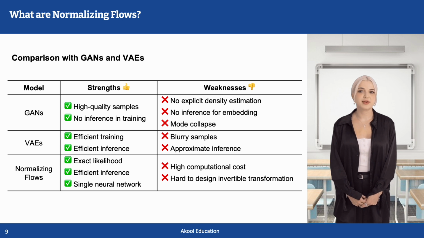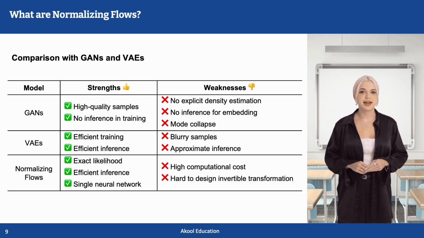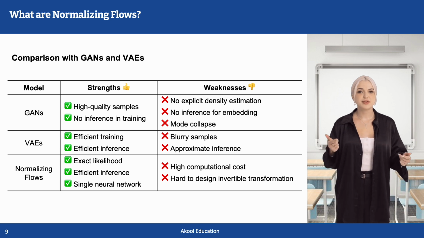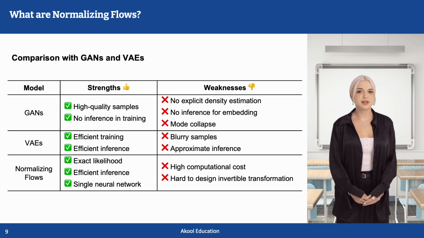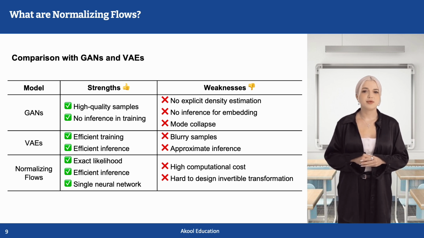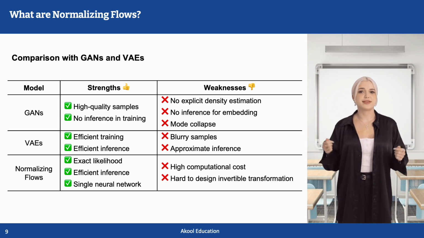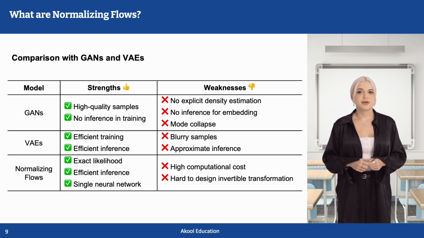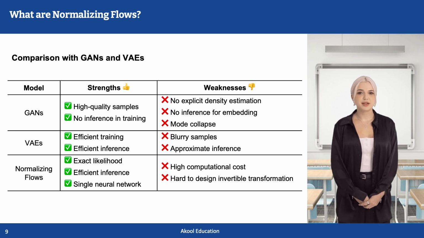than dimensionality reduction. VAEs, on the other hand, provide explicit likelihood estimation, but this likelihood is lower bounded, meaning they do not achieve exact density estimation. A common drawback of VAEs is that they tend to generate blurry images due to the assumptions in their latent variable modeling. However, their approximate inference mechanism enables efficient embedding extraction and dimensionality reduction.